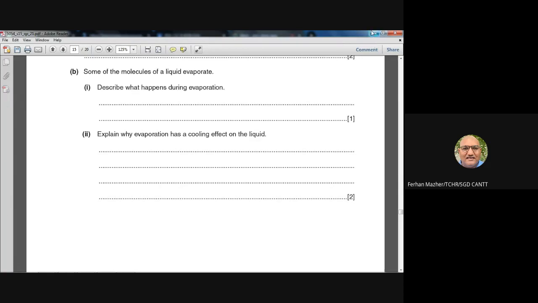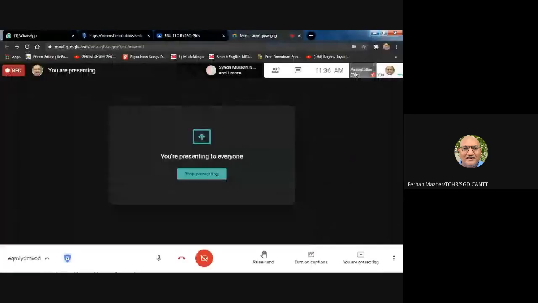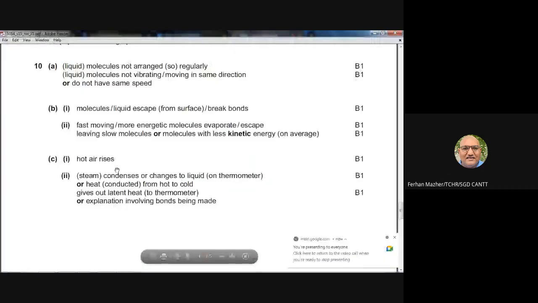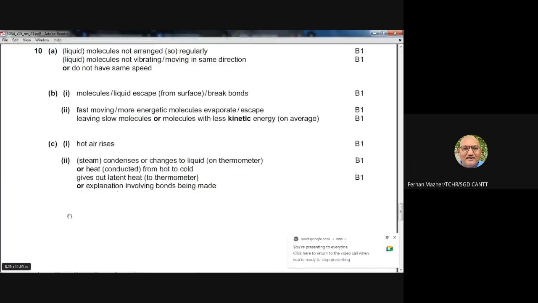It's a 1-mark question. Describe what happens. Okay, so let me check the marking scheme also. He says molecules of liquid escape from the surface, and they break bonds. Yeah, they overcome intermolecular forces, they break their bonds with other molecules, and they go into the air. Muskan, write your answer, beta. Then, sir, I have written that molecules with higher kinetic energy escape from the surface of liquid.